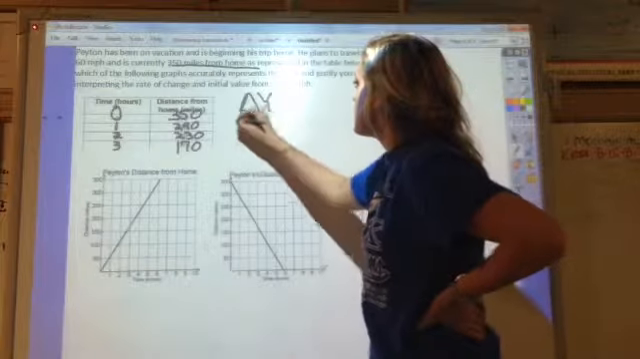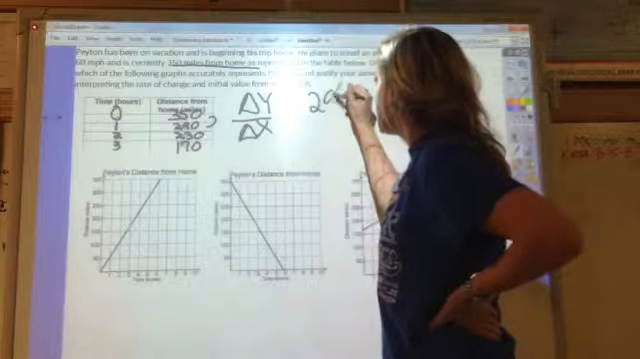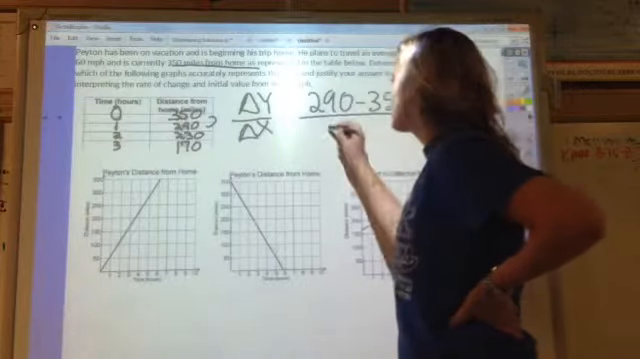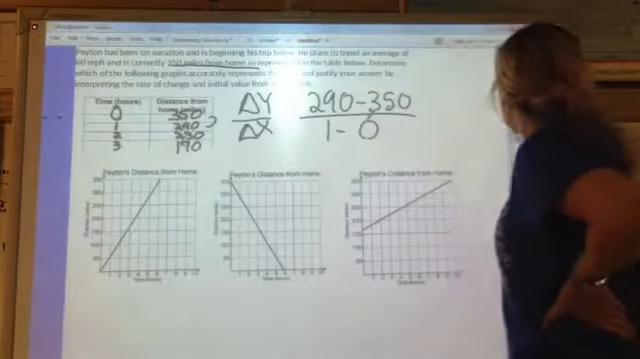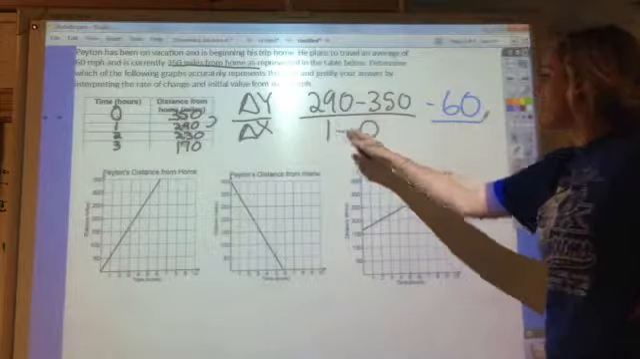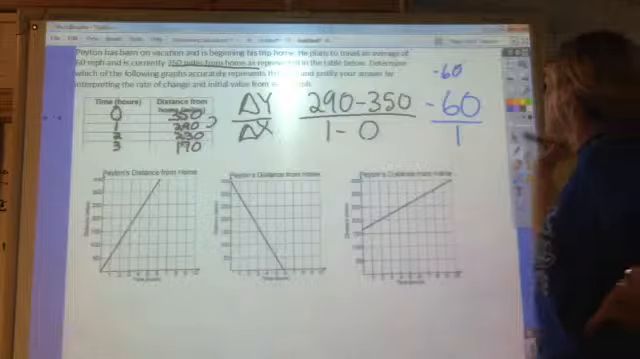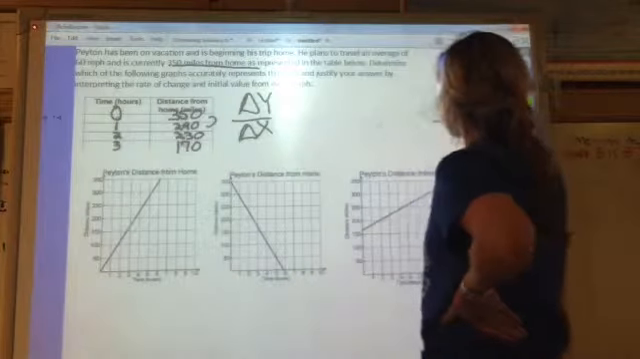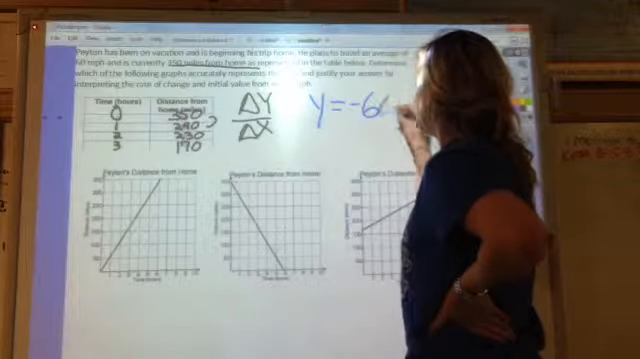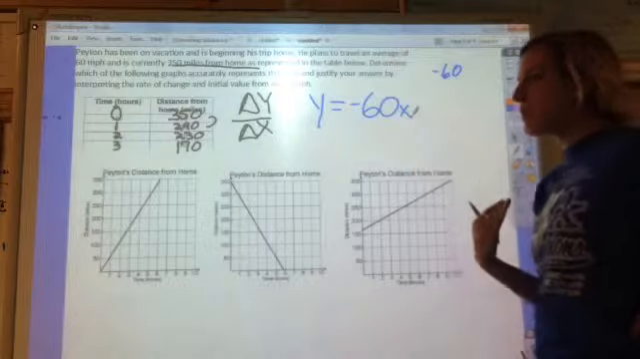The way I find my slope is change in y over change in x. So I have 290 minus 350 over 1 minus 0. Now, 290 minus 350 will leave me with negative 60, and then 1 minus 0 will just leave me with 1. So I have a slope here of negative 60. So I already have part of my equation. So I have y equals negative 60x. Now, do not leave your variable off. If you leave your variable off, it's totally wrong.